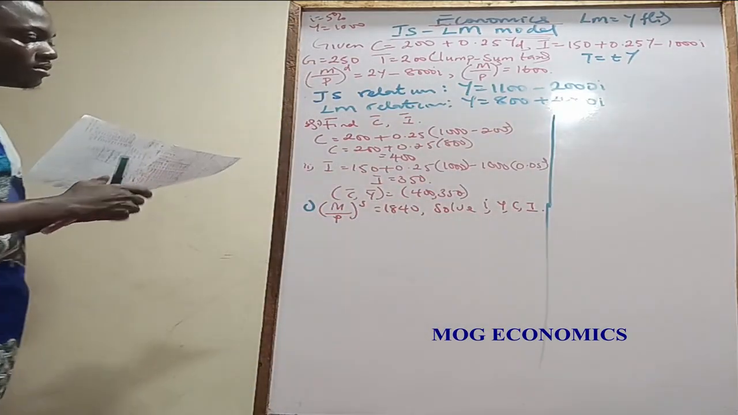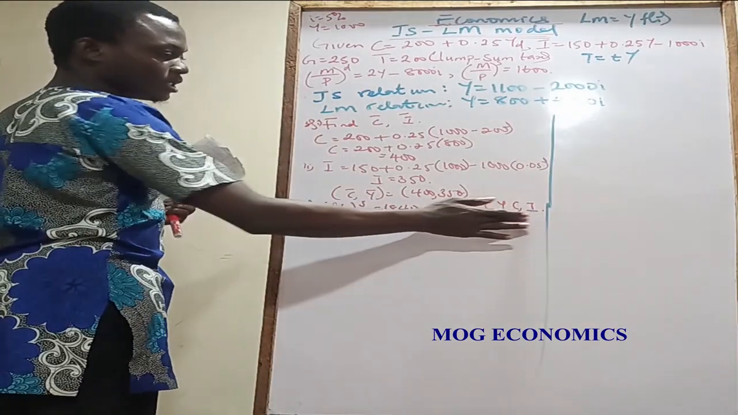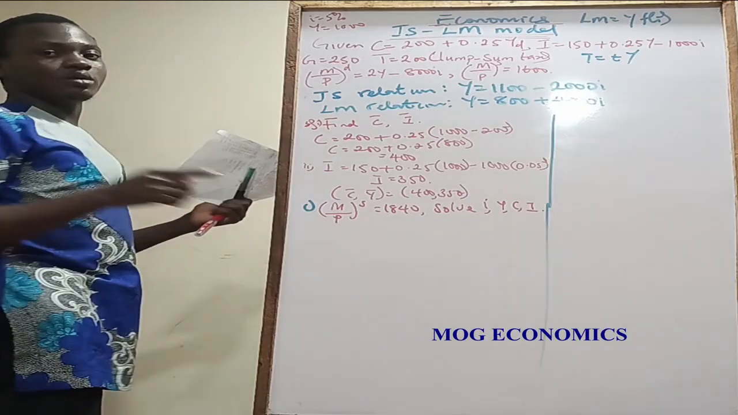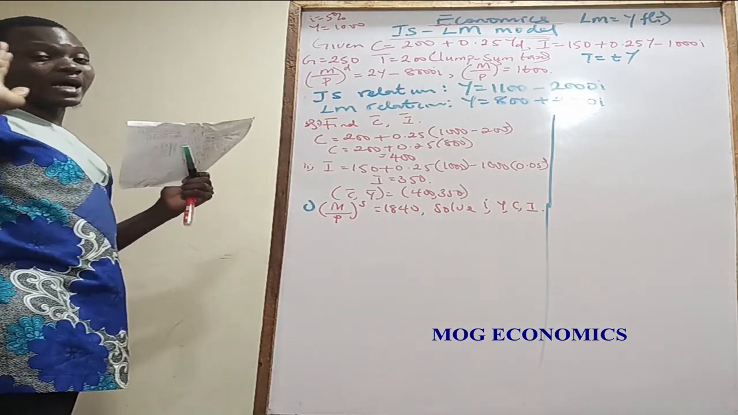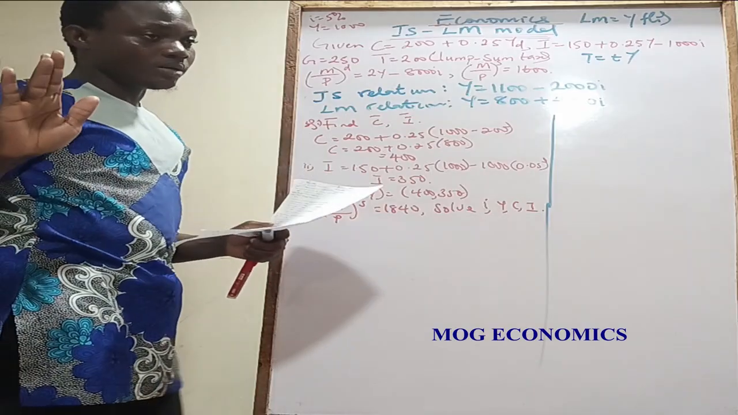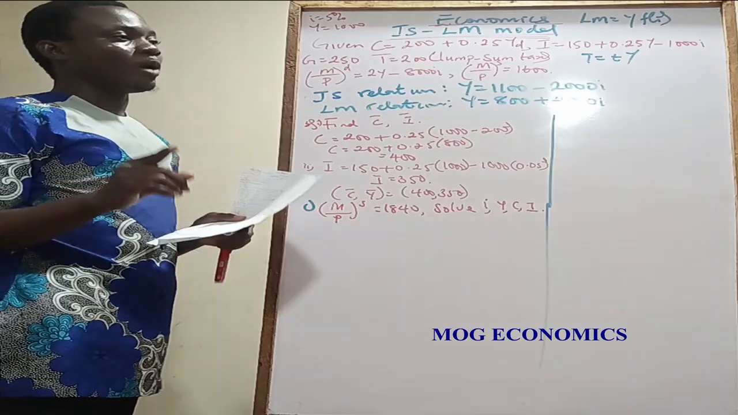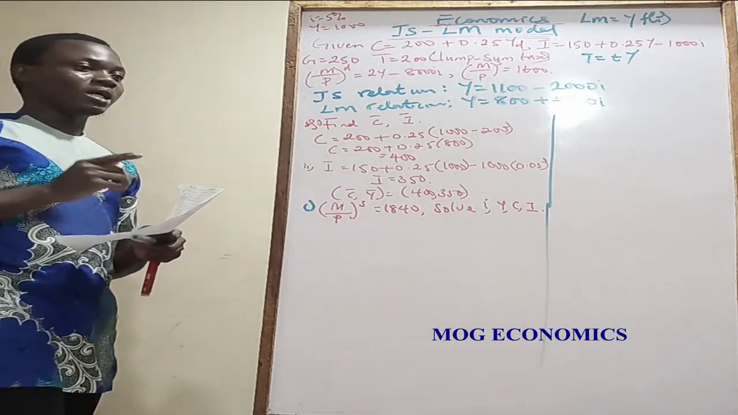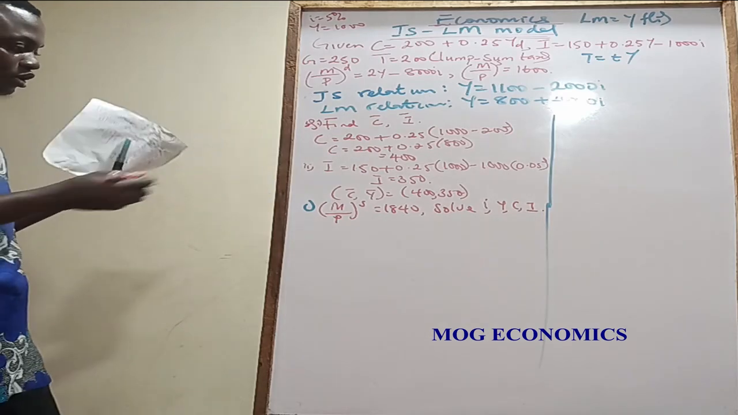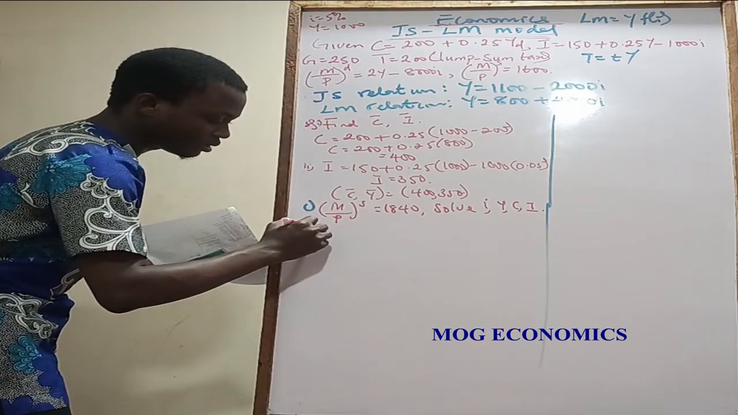So you don't have to go to the IS relation anymore because this is a change in the money market. The IS relation of Y equals 1,000 minus 2,000 I that we got from our previous calculation is still standing, right? Because this change did not happen in the goods market. What is going to be affected now is our LM relation. So we continue. Money market at equilibrium.